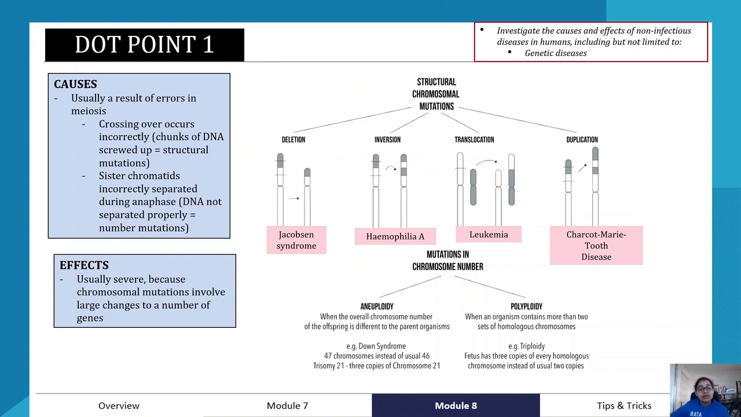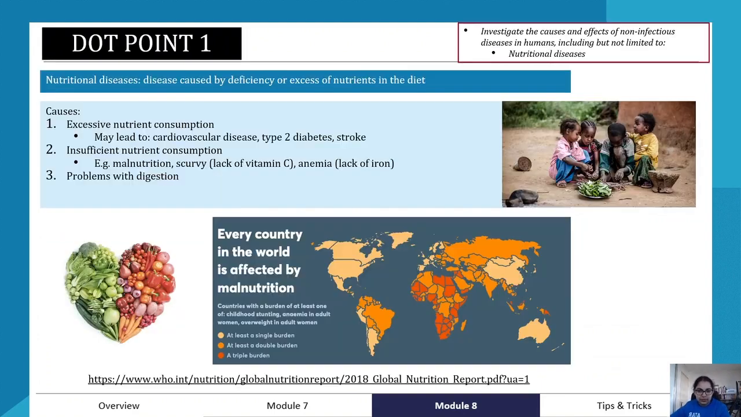So a fetus, for example, could have 3 copies of every homologous chromosome instead of just 2.